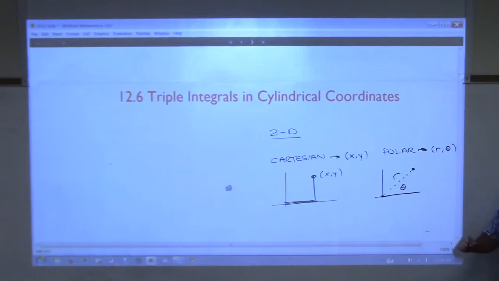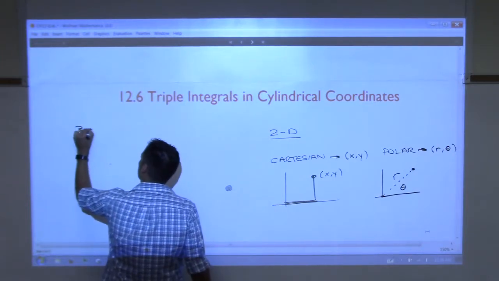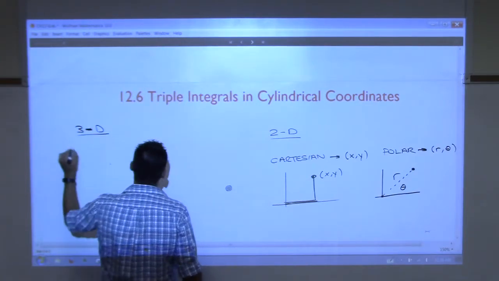Yes? All right, now we're going to do the same thing, but now we're going to be thinking 3D. So in 3D, we have Cartesian, right?